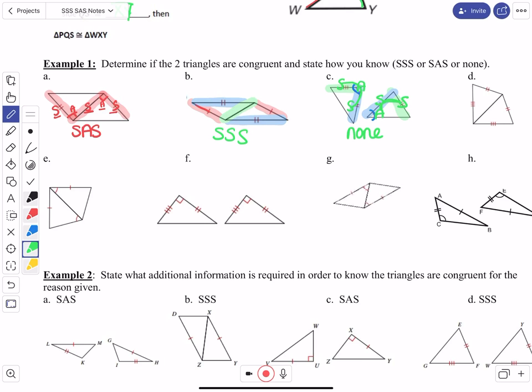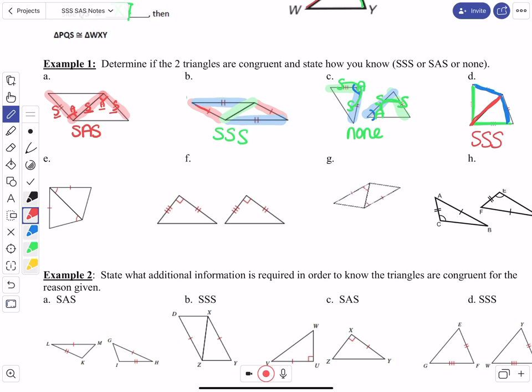All right, if we look at D, we have this side and this side congruent to each other. We have this side and this side congruent to each other. And they share that middle side. So obviously it's congruent, so this one is side, side, side.